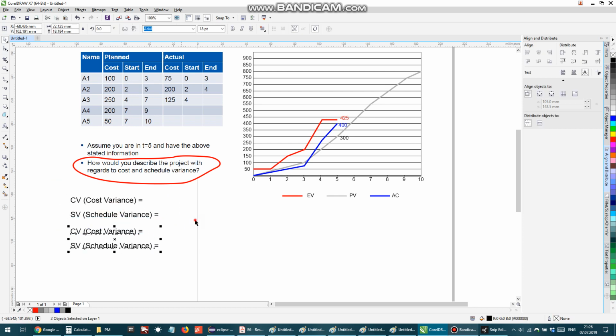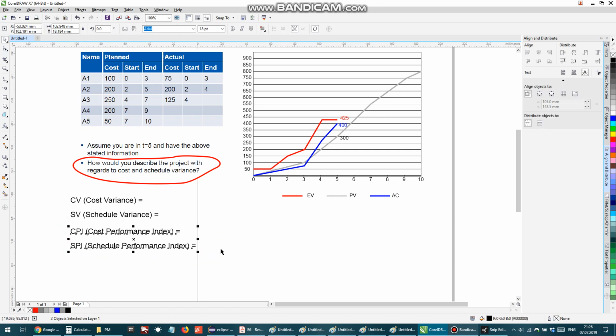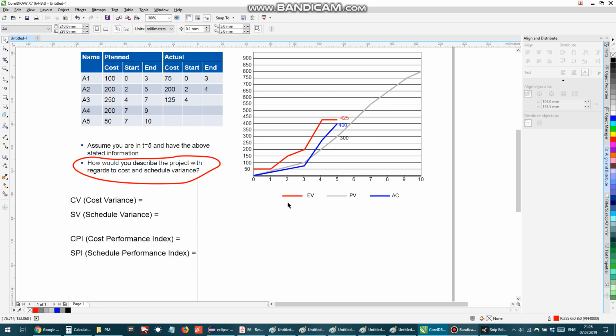And two performance indexes. So that's CPI, SPI, that's cost performance index, that's schedule performance index. Now, in all these calculations, we have to use our EV, PV, and AC.